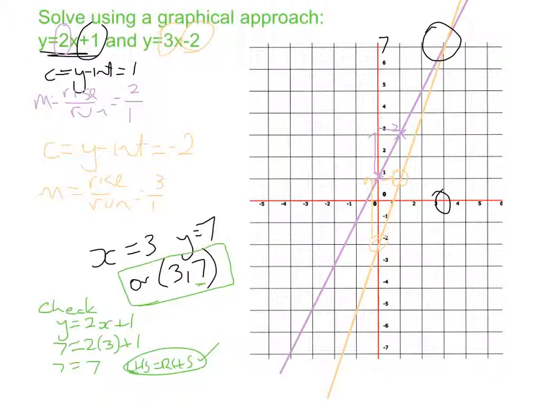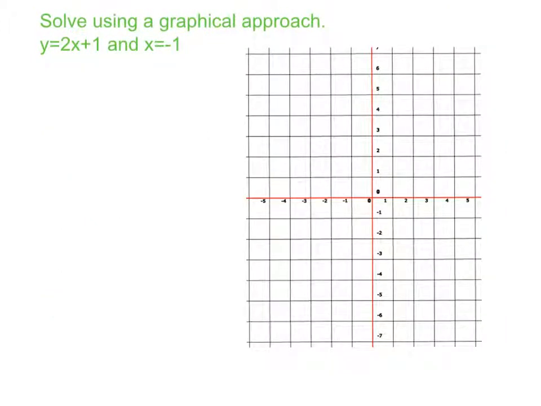But we've obviously drawn the graphs here. It's good to check that your graph is right while doing a little algebraic sum. Let's move on to the next one. Same thing using a graphical approach. We've got y equals 2x plus 1 and x is equal to negative 1.